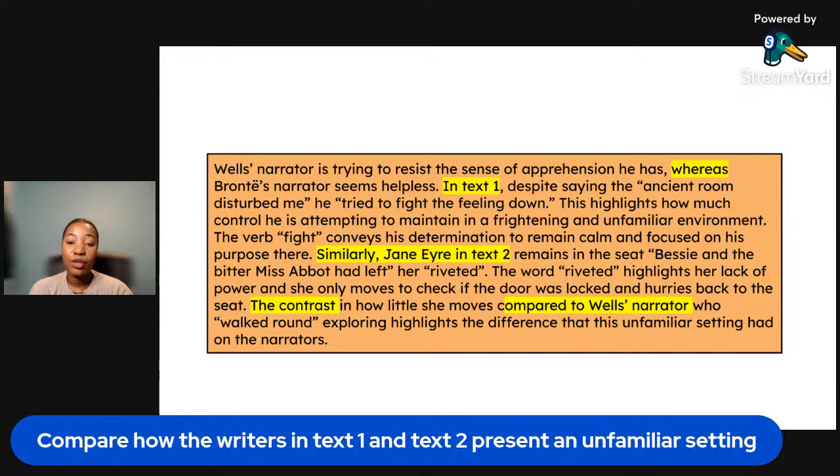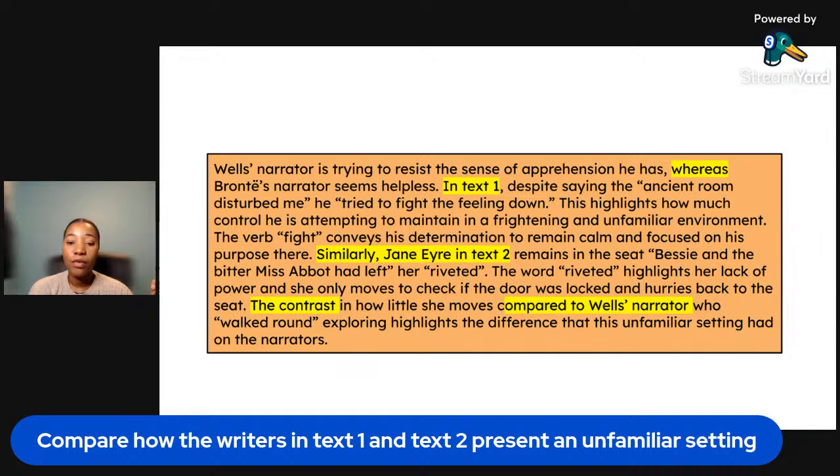Similarly, Jane Eyre in text 2 remains in the seat. Bessie and bitter Miss Abbott had left her riveted. The word riveted, sorry, that's a mistake. It should say in contrast because it's not a similarity, okay? So I put similarly Jane Eyre in text 2. It shouldn't say that. It should say in contrast or on the other hand, however, something like that. So apologies, that's a mistake. So it should say, in contrast, Jane Eyre in text 2 remains in the seat. Bessie and bitter Miss Abbott had left her riveted.